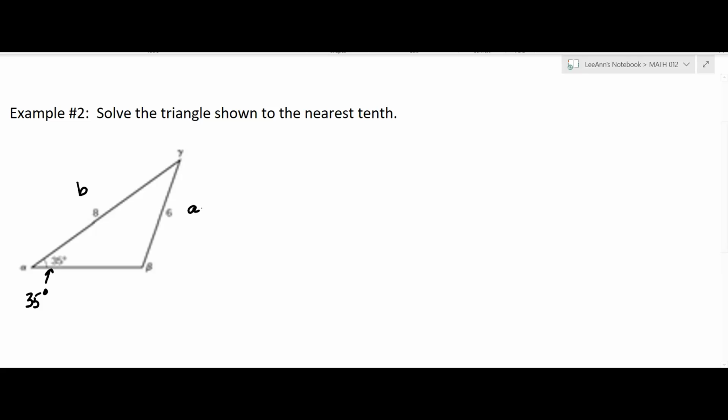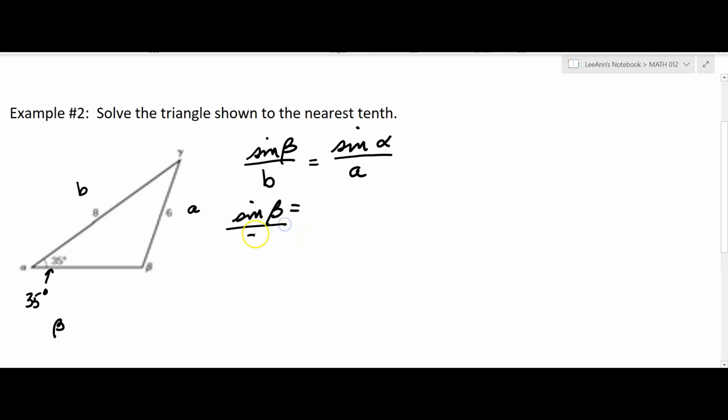All right, so because we know alpha and A and we know B, we're going to try to find beta. Okay, so we're going to use this part of the law of sines. We're going to say sine beta over B is equal to sine alpha over A. And then we'll fill in what we know. So sine beta, because we don't know beta, over 8 is equal to sine 35 degrees over 6.